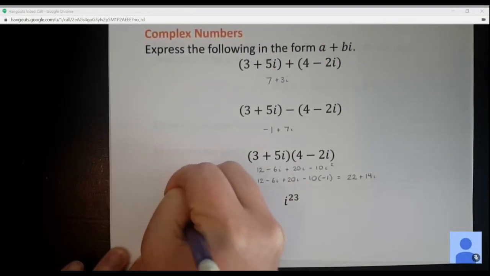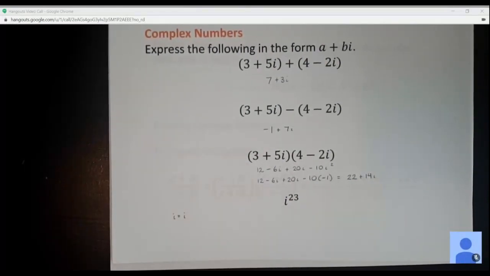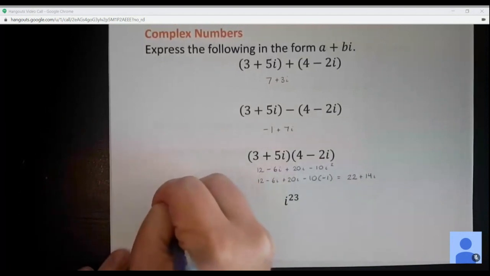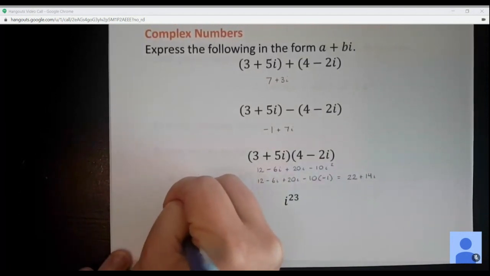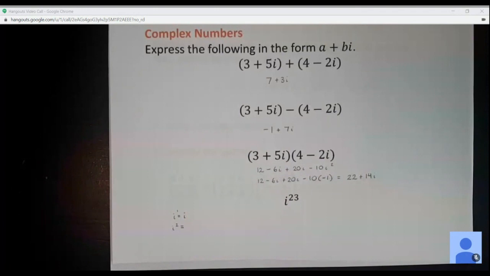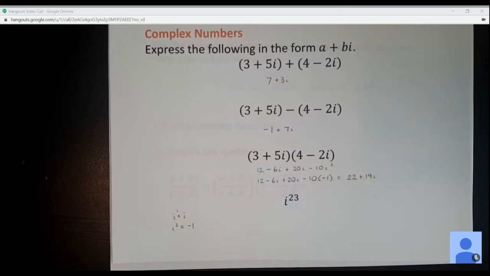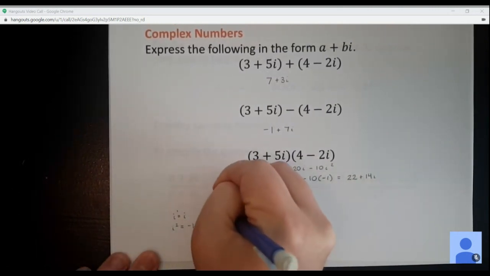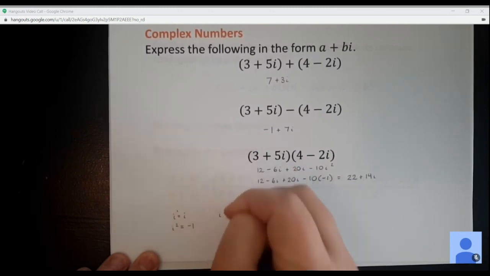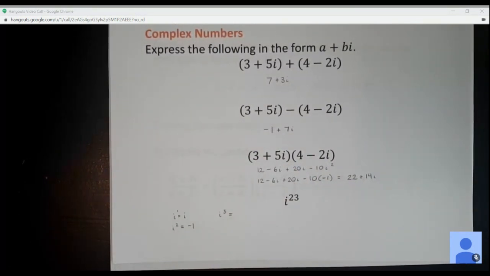All right, so I'm going to start over here, and I'm just going to say, well, if we just have i, that's just an i, right? So i to the first power here is just an i. Now, if I want to do i to the second power, what is i squared going to be equal to? Negative 1, right? Okay, so that one we know. Okay, now, if I want to know what i to the third power is equal to, what do you think that might be?